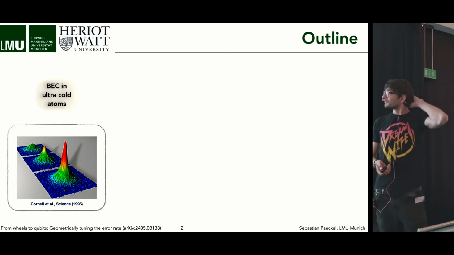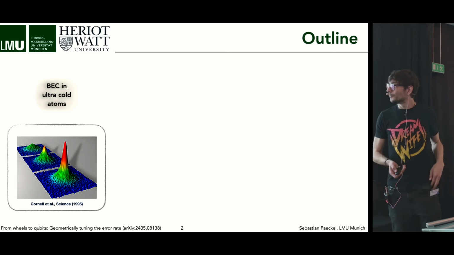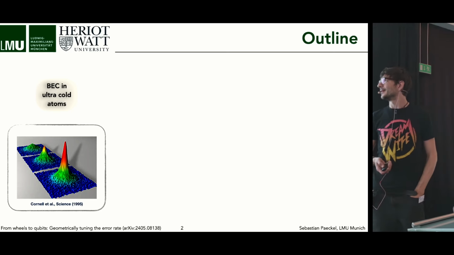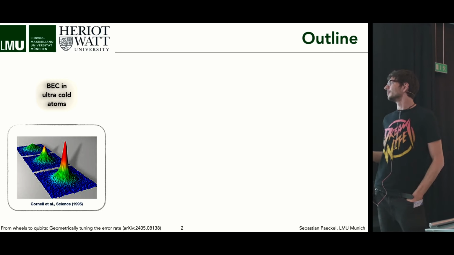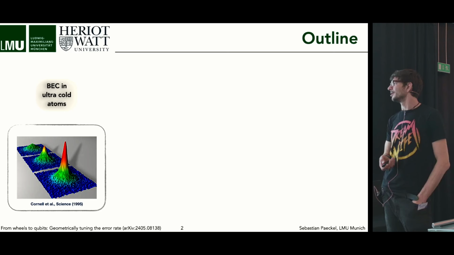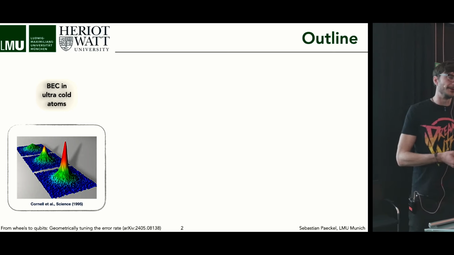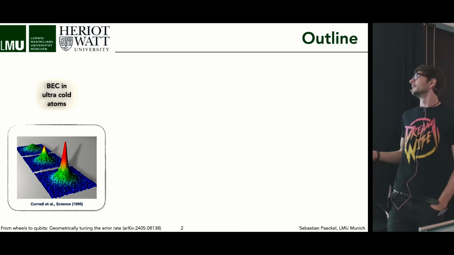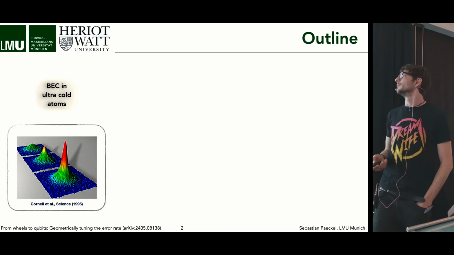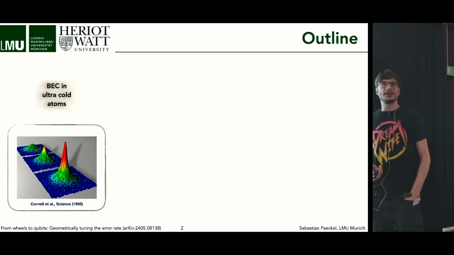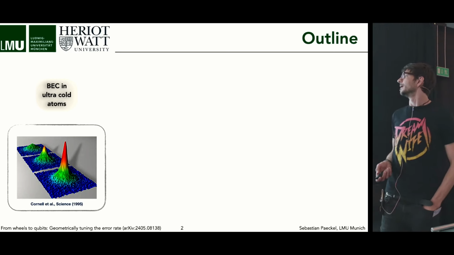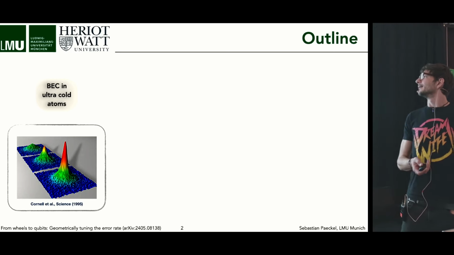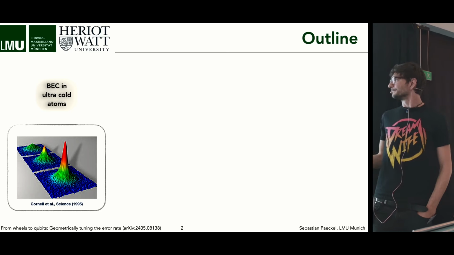OK, so even though this story is about wheels, I'm starting with a bump. Most probably one of the most famous bumps in our community. Here, what you can see is the momentum density of rubidium atoms, and it was the first experimental signature of a Bose-Einstein condensate forming in an ultra-cold gas of atoms.